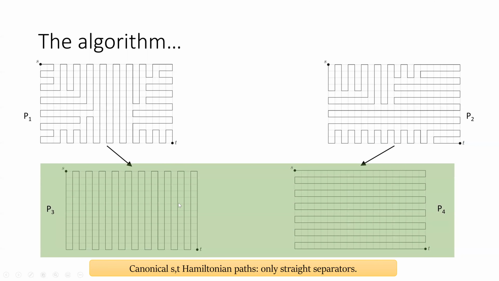We call them canonical ST Hamiltonian paths because they have only straight separators and no corner separators or no cookies. Now, if P3 and P4 are not the same paths, we have to reconfigure P3 to P4. And then we just reverse the steps that we took from P2 to P4 to get a complete path from P1 to P2. Now, we're going to discuss an algorithm that would take any simple ST Hamiltonian path and convert it to one of these forms, and then another algorithm that takes one canonical path and converts it to another.